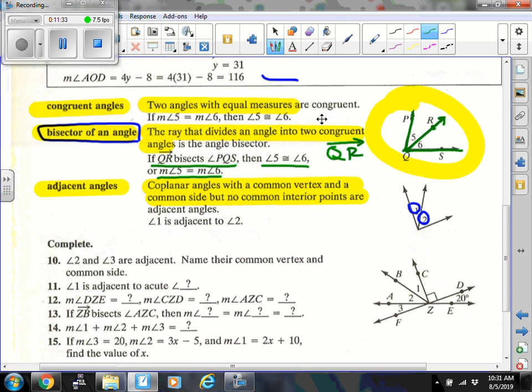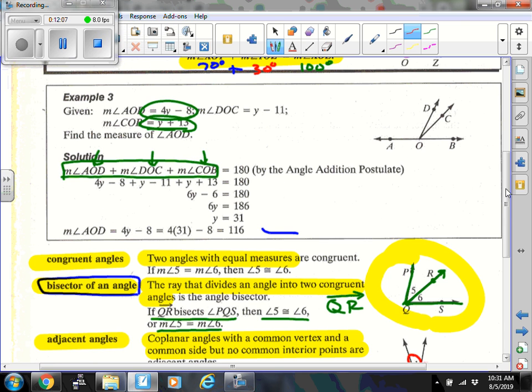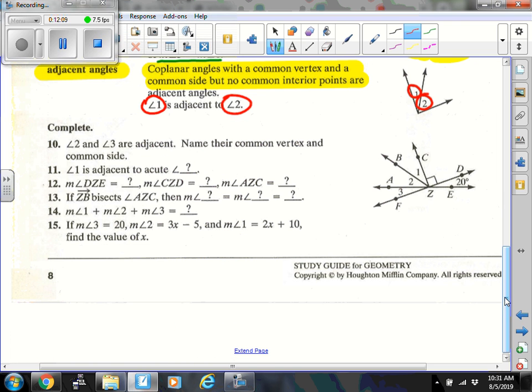Okay. We have a common vertex, a common side, and notice the interiors, the insides of both of these, don't have any common points. So we would say that in this particular picture here, angle 1 is adjacent to angle 2. It's just a term that we use. Again, we're going to practice using those terms here.